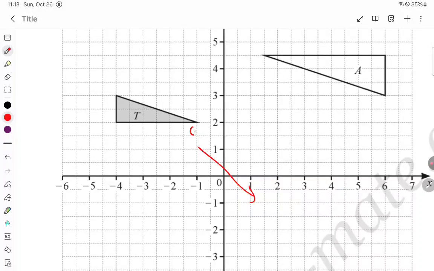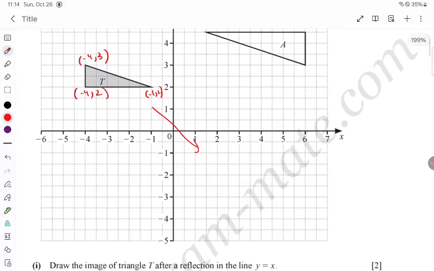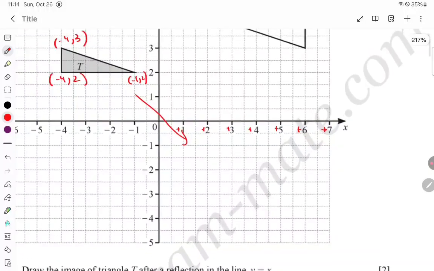This is negative 1 comma 2. This is negative 4 comma 3, and this is negative 4 comma 2. Now shift these. Now the x-axis will become y and the y-axis will become x, and in the fourth quadrant the y becomes negative and the x becomes positive, as we can see. These are the conditions of the fourth quadrant.